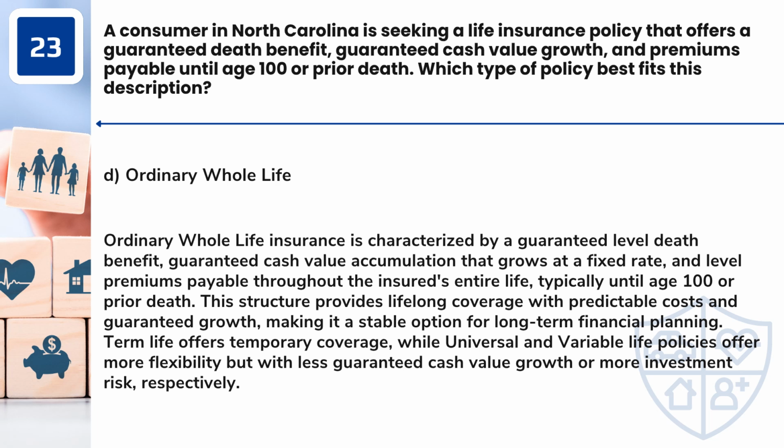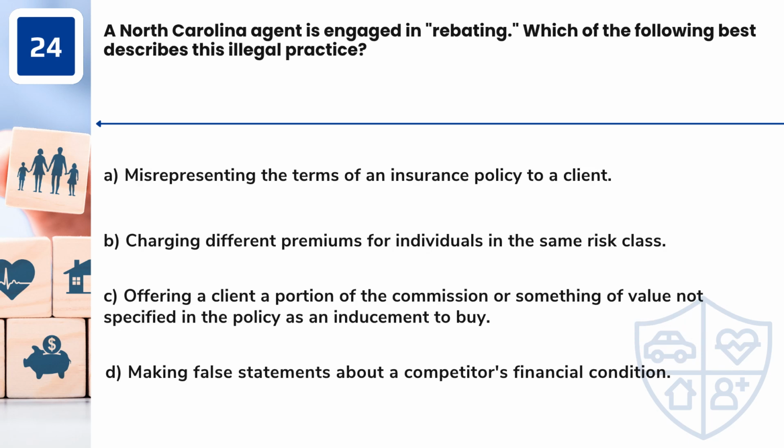Term life offers temporary coverage, while universal and variable life policies offer more flexibility but with less guaranteed cash value growth or more investment risk, respectively. Question 24. A North Carolina agent is engaged in rebating. Which of the following best describes this illegal practice?